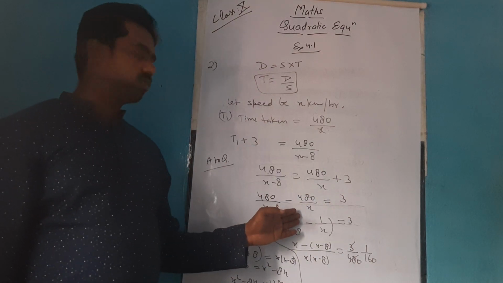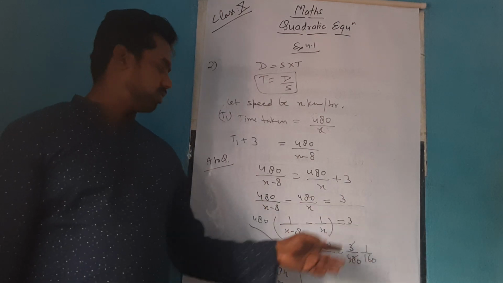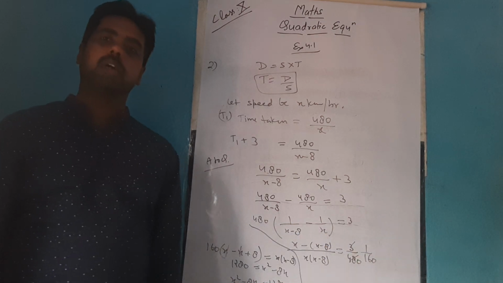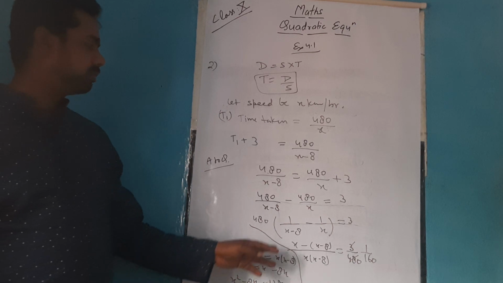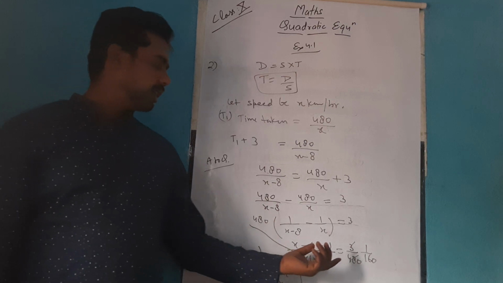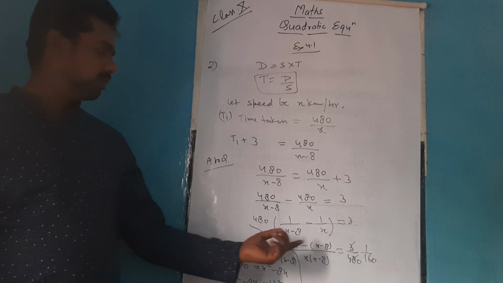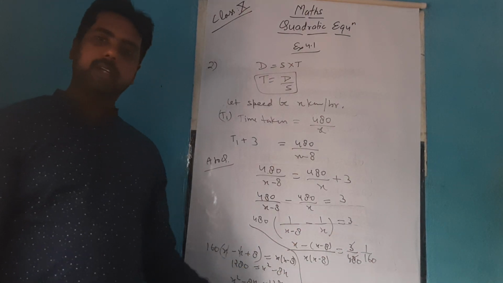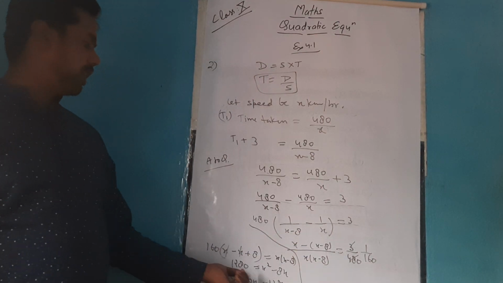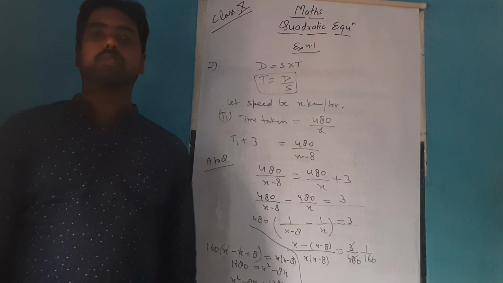Now putting 480 by x on the left, taking 480 as common, so 1 by x minus 8 minus 1 by x equals 3 by 480. Now we'll send 480 to the right, that will go in the form of divide. 3 by 480 becomes 1 by 160. And LCM is x times x minus 8. So x minus 8, x times, then we'll open the bracket. This becomes 1280 and this goes to that side, that becomes x square minus 8x. Now putting everything on one side, x square minus 8x minus 1280 equals 0. So this is all about the first exercise.